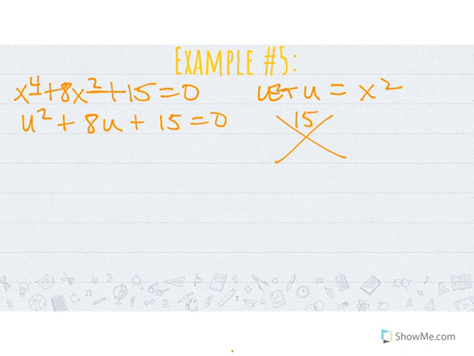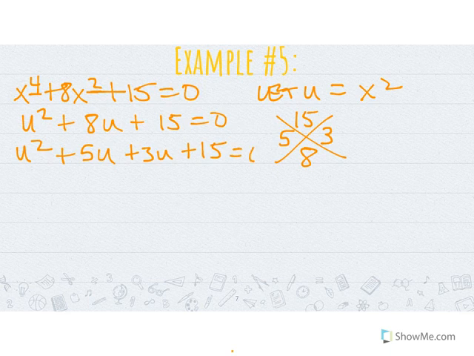We get our 15 up top here, our 8 down here, two numbers that multiply to 15 but add to 8. We get our 5 and our 3. We are going to use our u squared, write out our new b values, 5u and 3u. Bring down our last term, the constant 15, and then we're going to set it all equal to 0.